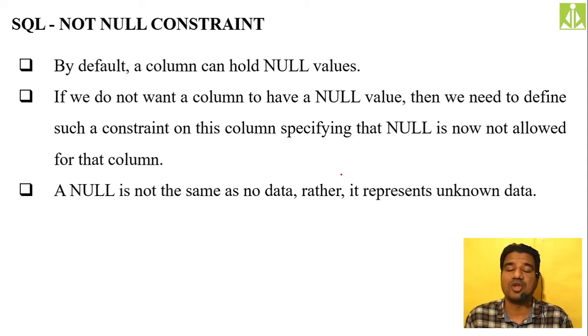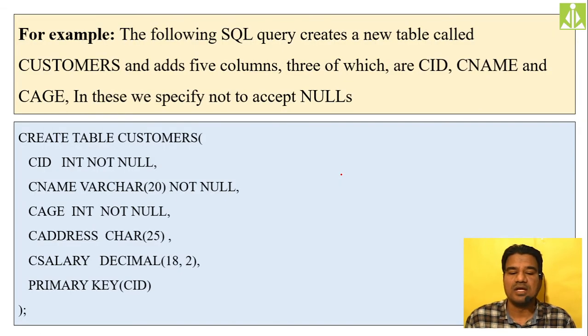Not null in the sense you cannot make that column entry as null. You have to specify some value over there. So for example, let us say we are creating a table. At the time of creation of the table itself, I am making a few of my columns in that particular table as not null.